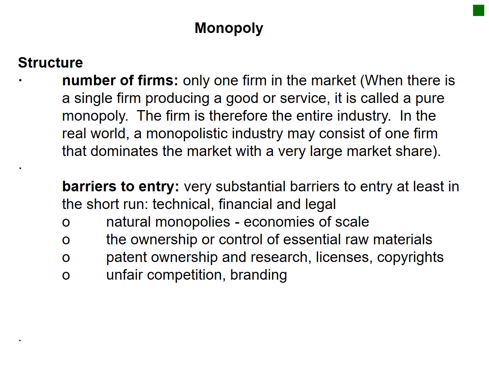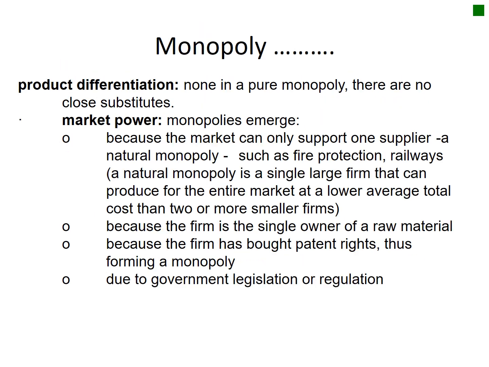When we look at a natural monopoly, it can be because of economies of scale, or the ownership or control of essential raw materials, as we saw with De Beers, with the diamonds. Patent ownership and research, licenses, copyrights, unfair competition, and branding can play a role. Product differentiation: there are no close substitutes in a pure monopoly.